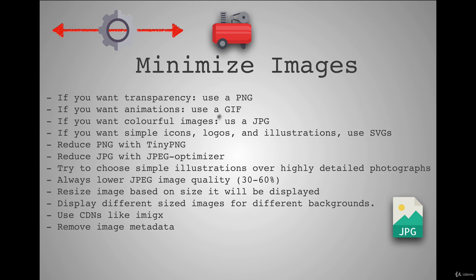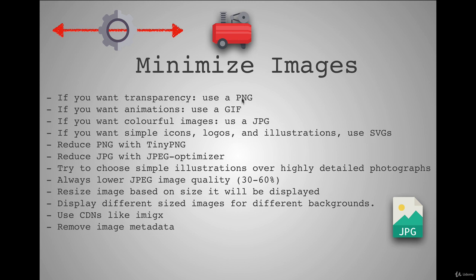The first ones we've already covered, right? If you want transparency, you might want to use PNG. If you want animations, then use a GIF. If you want really colorful, detailed images, then you should probably use JPEG. Nice spelling there on my part. And if you want simple icons, logos, or illustrations that can scale, well, you can use SVGs.